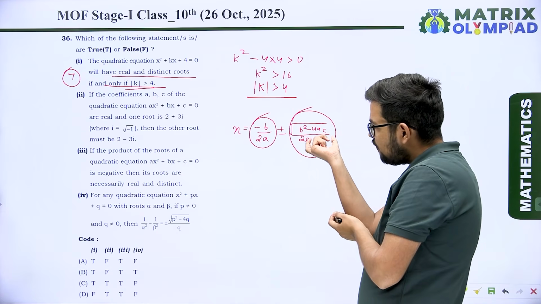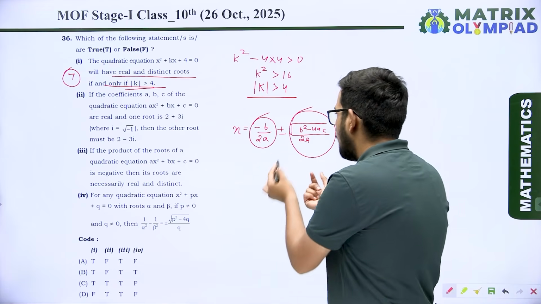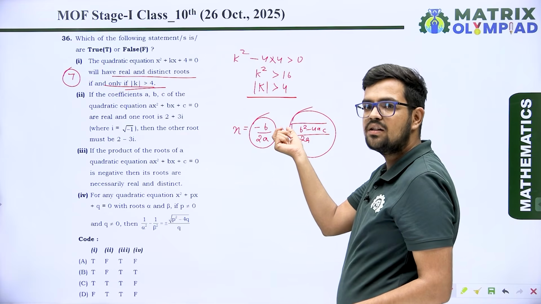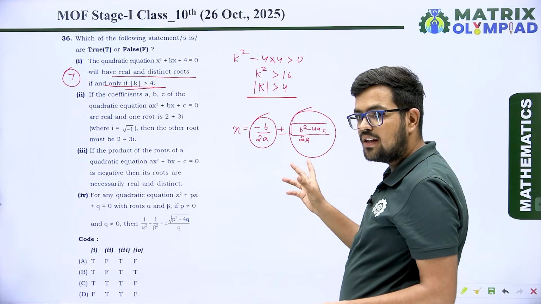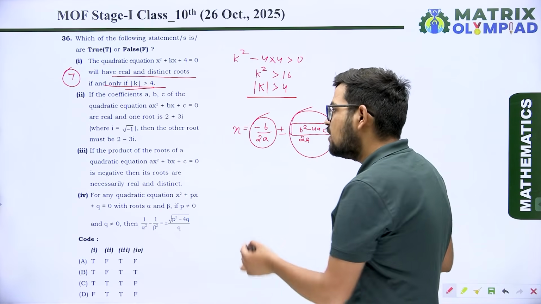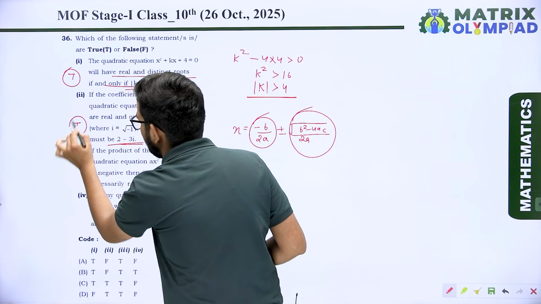So the value of this one here is 3 iota. So when we put plus, it may be 3 iota. When we replace the sign by minus, that will be minus 3 iota. So definitely the other root will be 2 minus 3 iota. So the second one is also true.